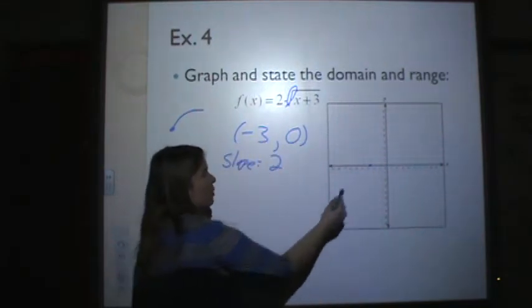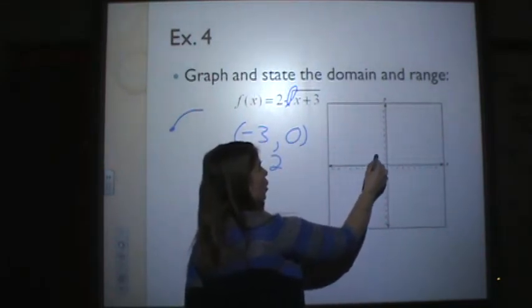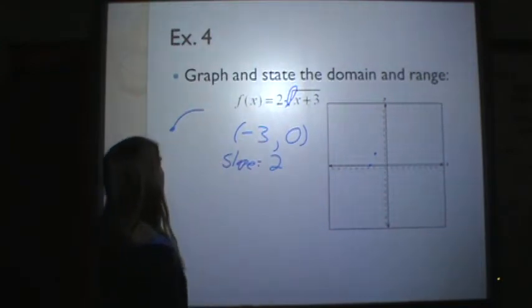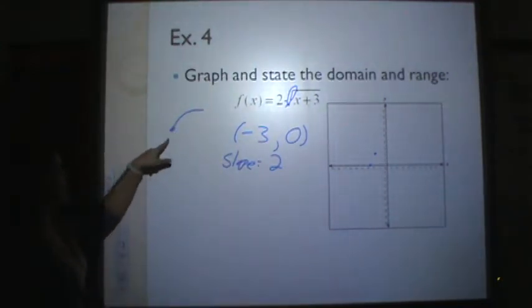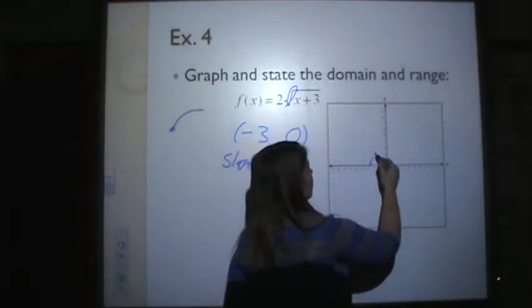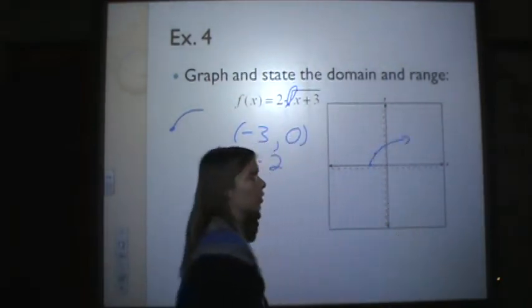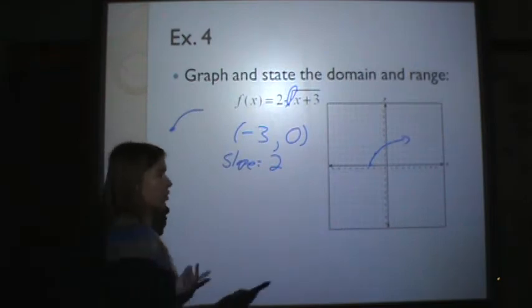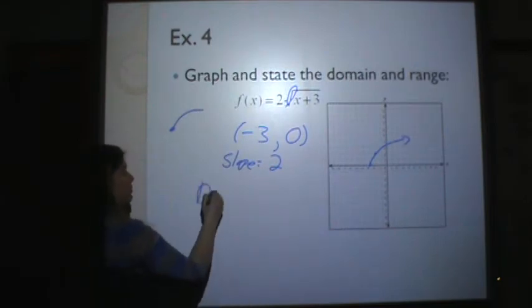And then since my slope is 2, I go up 2 over 1 like I would for a line. Remember, since it has a starting point here, there is no dot that goes in this direction. And then I'm going to connect this with a nice smooth curve there. So let's talk domain and range.